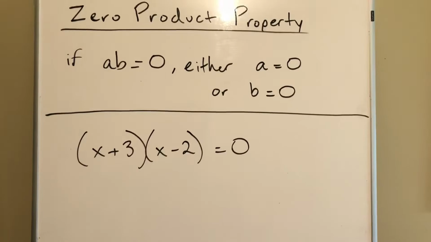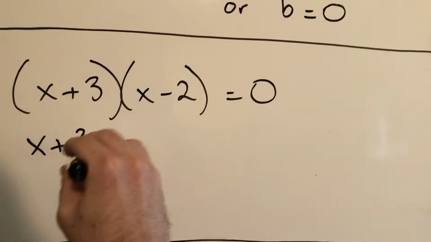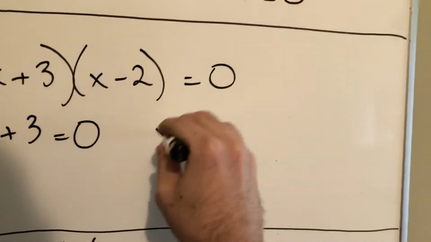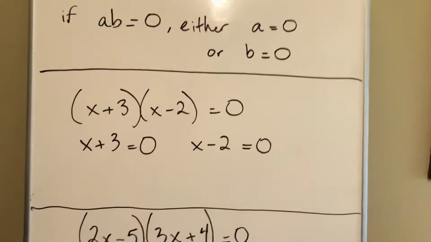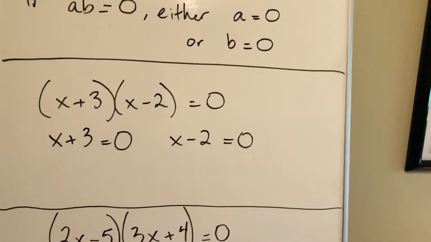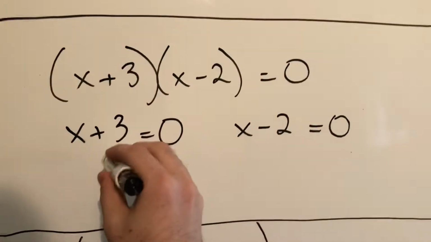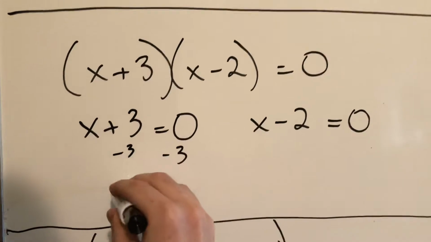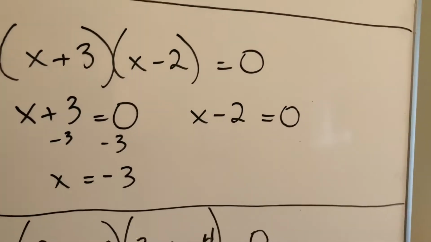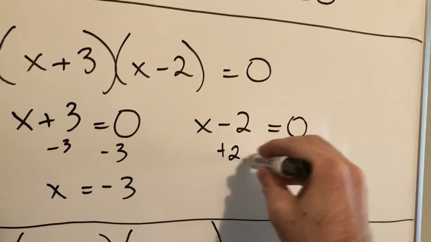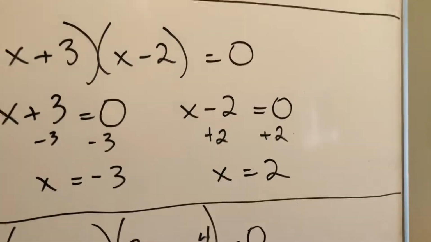So let me represent that. That's right, there's two possibilities for this equation. There's ultimately going to be two answers. So if x plus 3 equals 0, I can solve that by subtracting 3 on both sides, and I find that x equals negative 3. If x minus 2 equals 0, I'll add 2 to both sides and find that x equals positive 2.